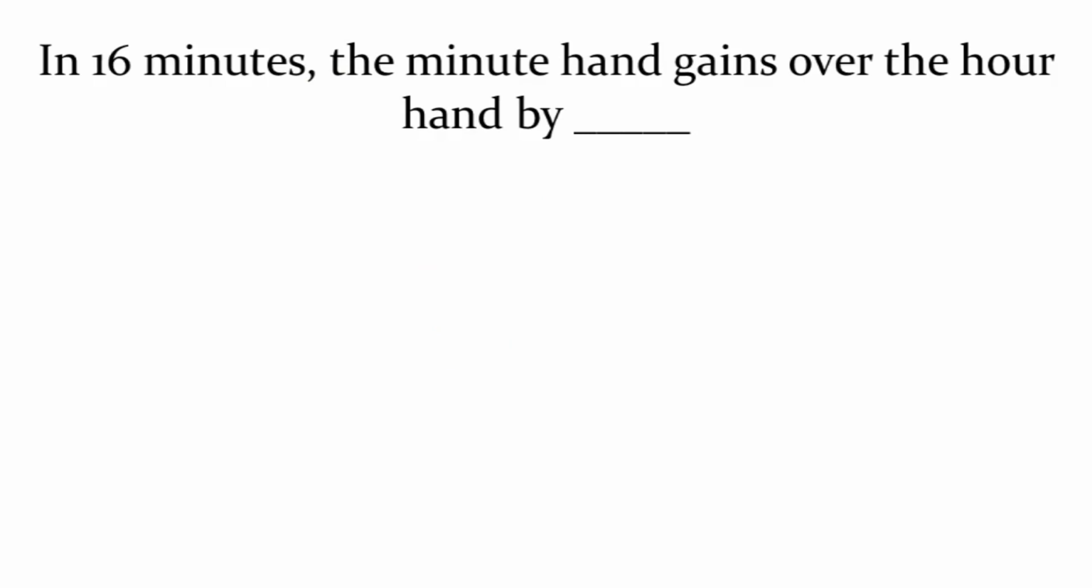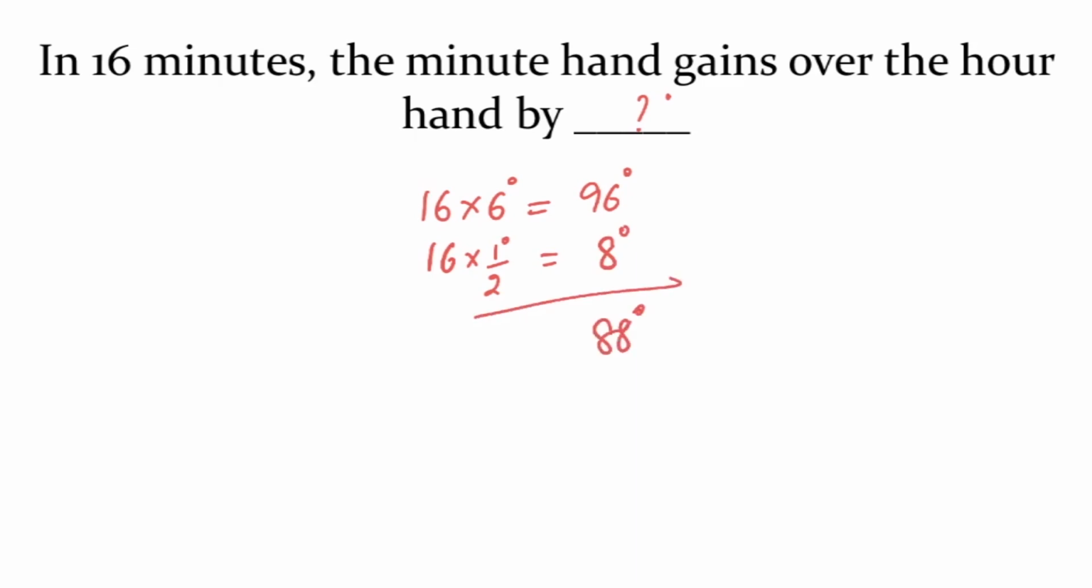In 16 minutes, the minute hand gains over the hour hand by how many degrees? In each minute, minute hand moves 6 degrees. In 16 minutes, it moves by 96 degrees. And hour hand rotates by half degree per minute. In 16 minutes, it rotates through 8 degrees. So gain is 88 degrees.